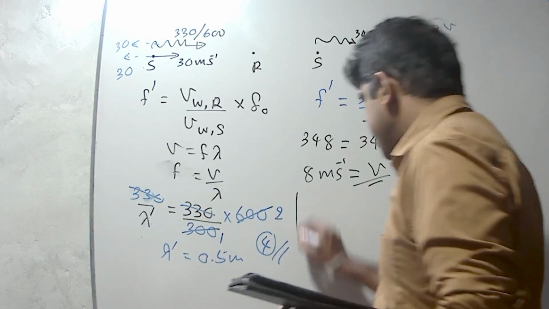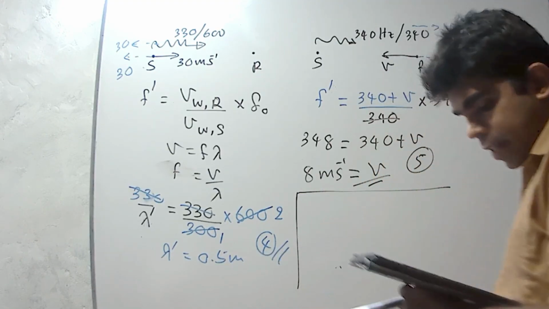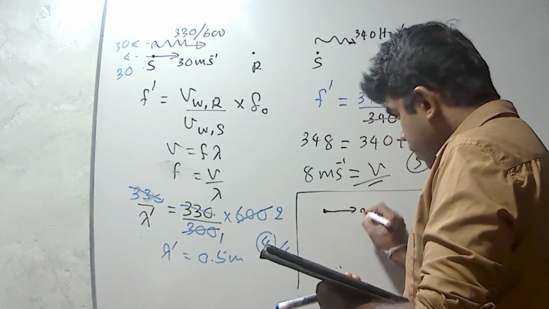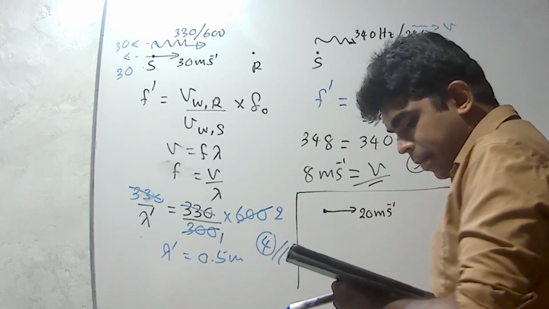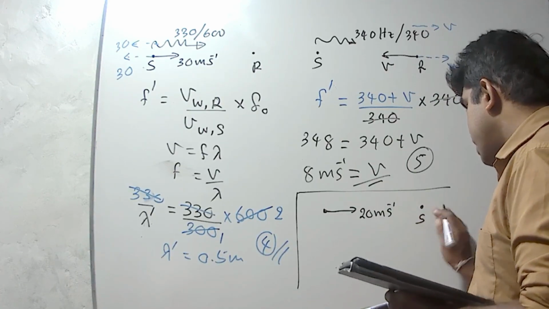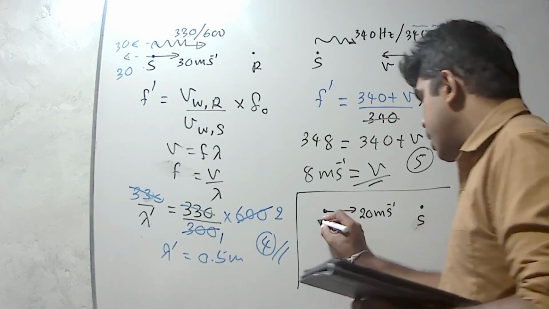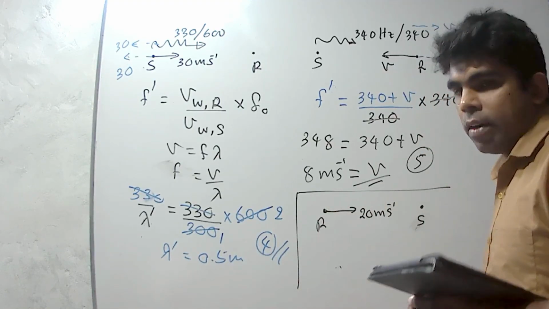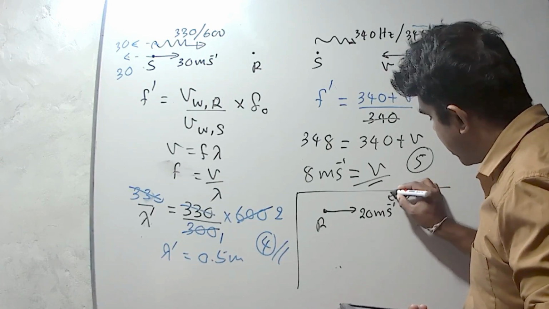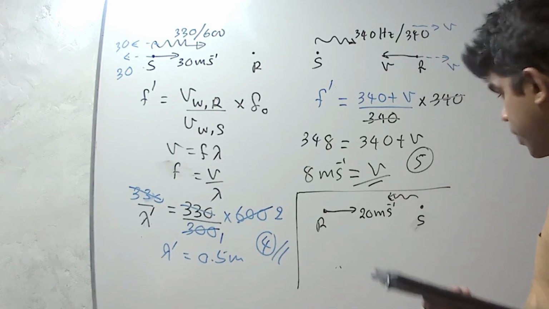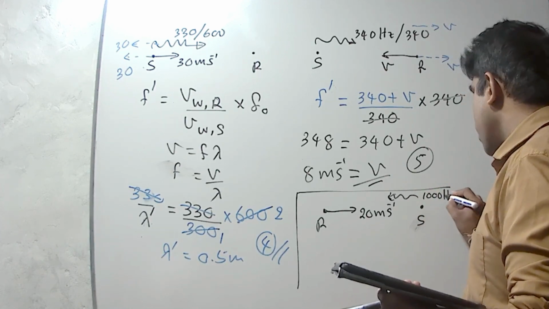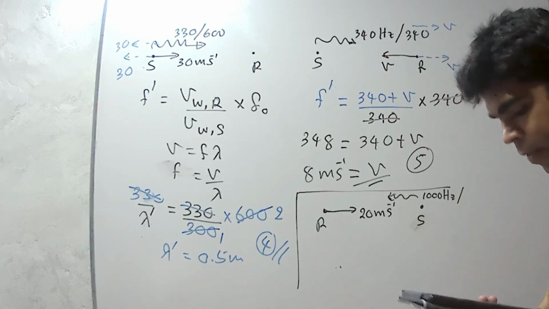Use the speed of sound in air as 320. Now I will consider the initial situation. It means the car is traveling with 20 meters per second velocity towards a stationary sound source. Then I will consider the receiver is at the car. Then we can consider the wave frequency is 1000 Hertz. 1 kilohertz means 1000 Hertz. And the speed of the wave is 320.